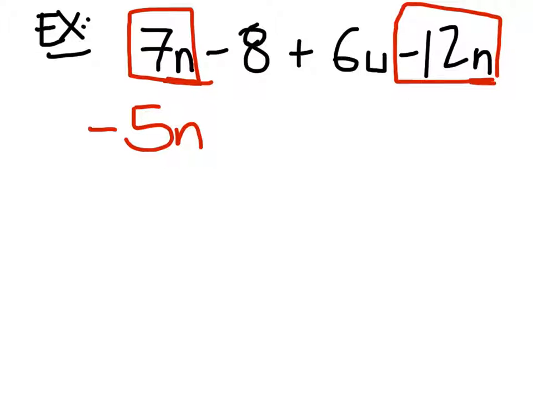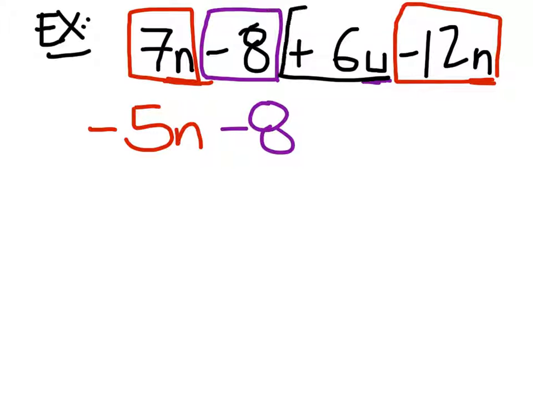Okay, now look, this negative 8 is just by itself. It doesn't have a u like this one does, so it's just negative 8. And the same thing with this positive 6u, so I just have a positive 6u. This would be this statement simplified completely.